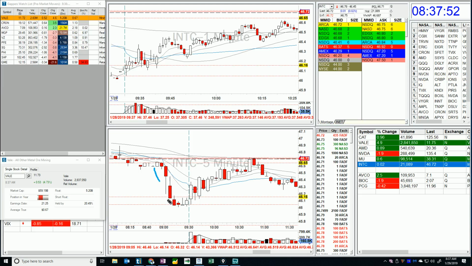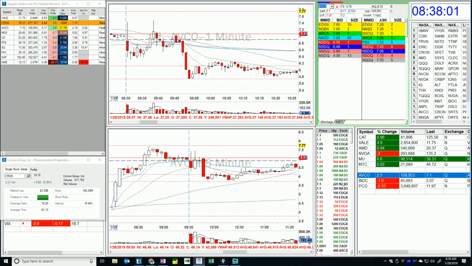INTC did the same thing. Again, dropped here, but again, this was not a great trade at all. This was very choppy, so it was very difficult to trade here. So hopefully you didn't get caught in any of this chop here. So that was our watch list.